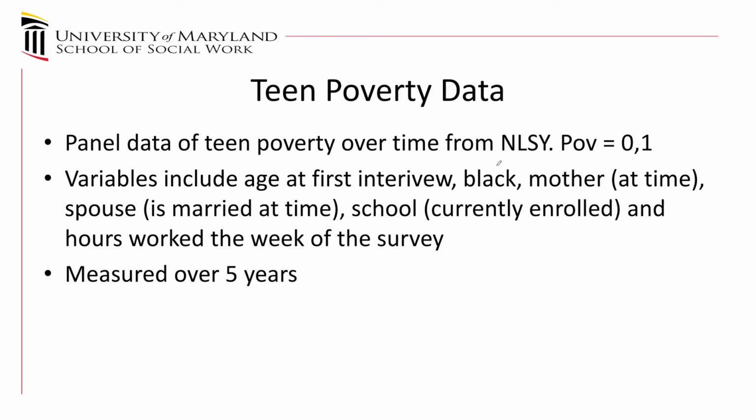So race is a variable that doesn't change over time, and age is a variable that ironically doesn't change over time either because it's age at first interview. But the others are time varying variables, and it's measured over 5 different time points.